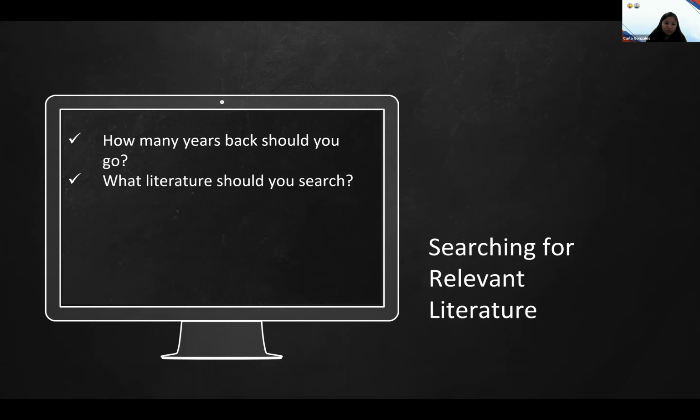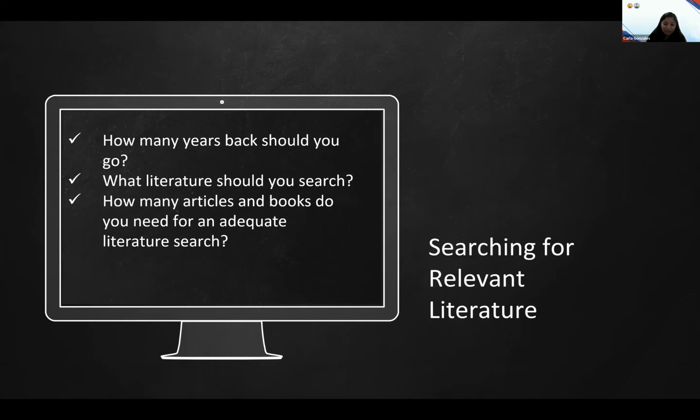So what literature should you search and how many articles? An adequate search typically includes around 20 scholarly articles and 20 research studies, both local and international, as much as possible. Okay, because it provides a balanced foundation of theoretical and empirical evidence. When we say scholarly articles, it could be from textbooks. When we say research studies, it would be actual studies conducted by researchers.